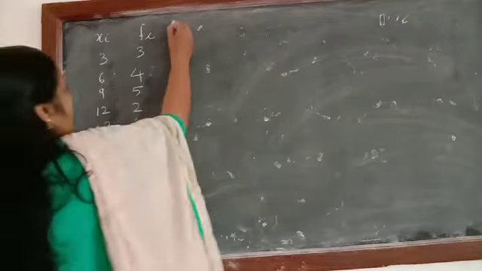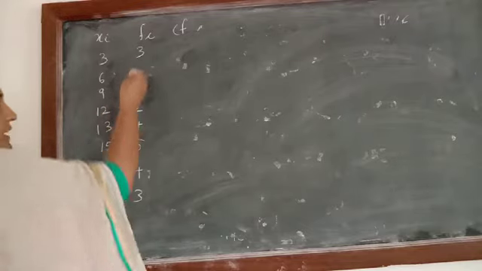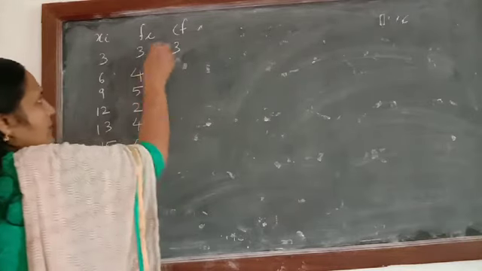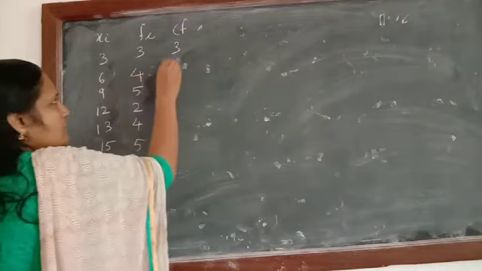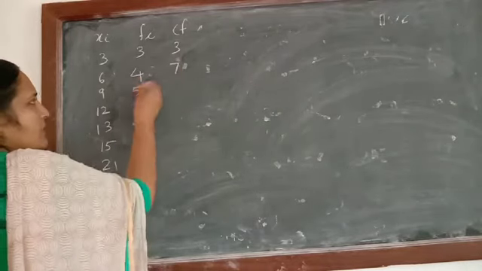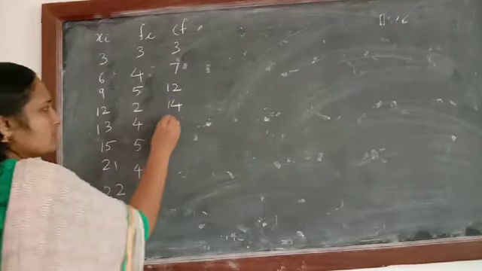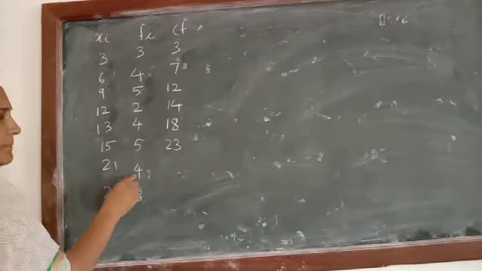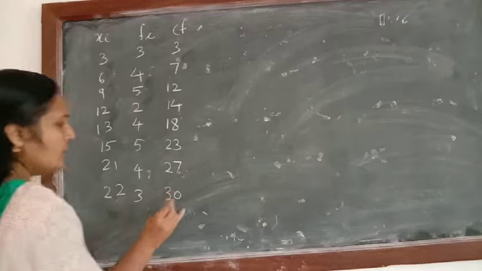According to the formula, we have to calculate the cumulative frequency. How will we calculate the cumulative frequency? Yes, we have to add the frequencies. So first what will come here? 3. So just write down here 3. After that, this 3 will be added to 4. So 3 plus 4, 7. Then 7 plus 5, 12. 12 plus 2, 14. 14 plus 4, 18. 18 plus 5, 23. 23 plus 4, 27. 27 plus 3 is equal to 30.